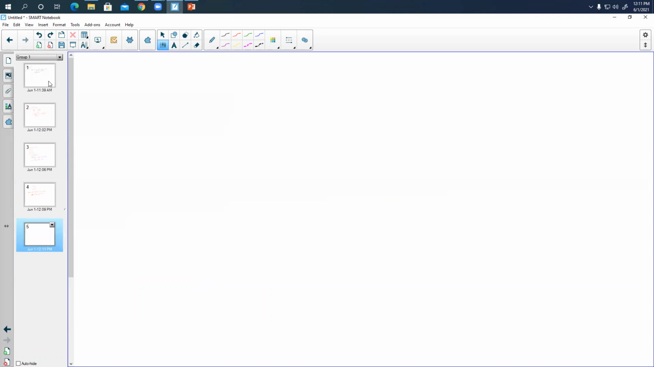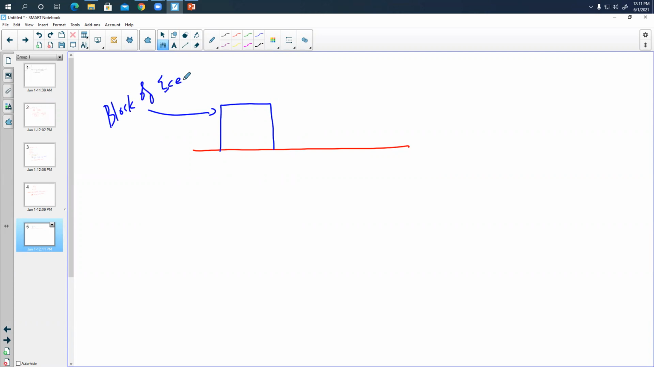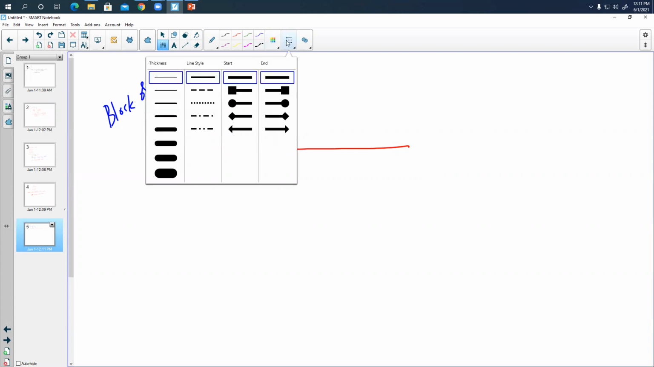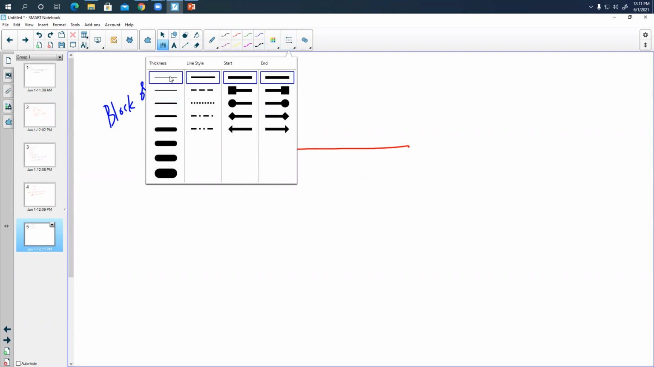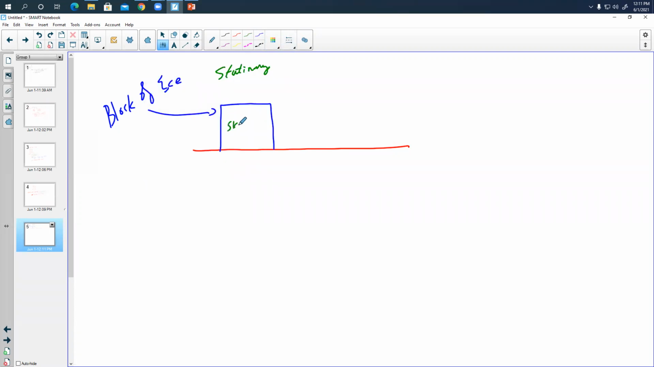So let's say you have a block of ice. We'll actually get a block of ice, put it in blue. So this is your block of ice, and it is stationary. It's not moving. And it has a 5 kilogram mass.